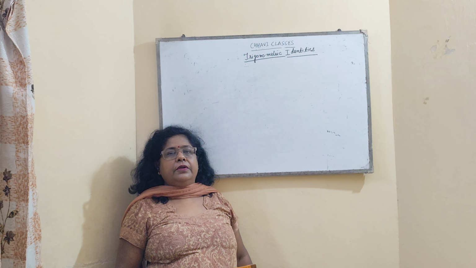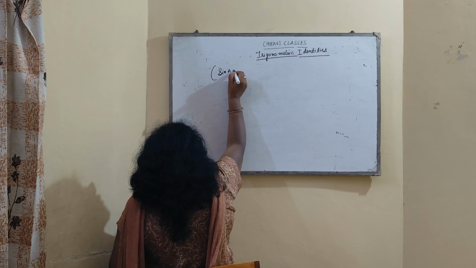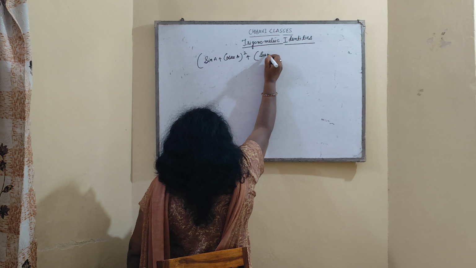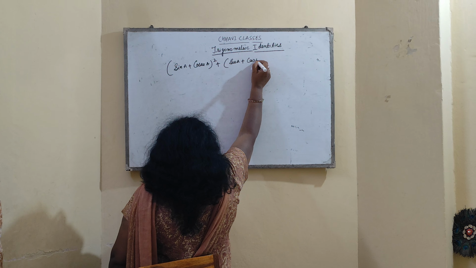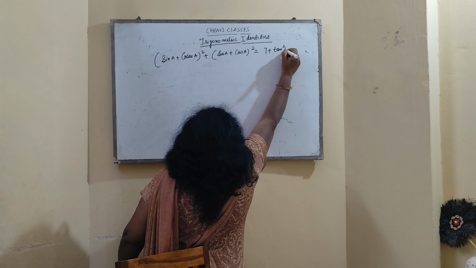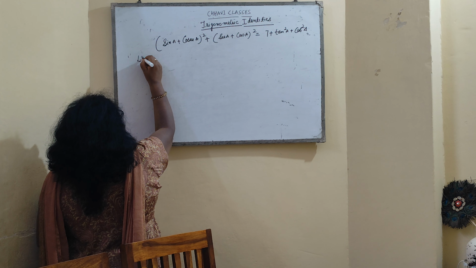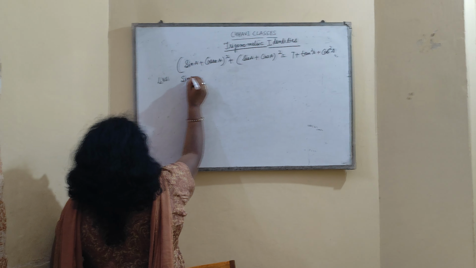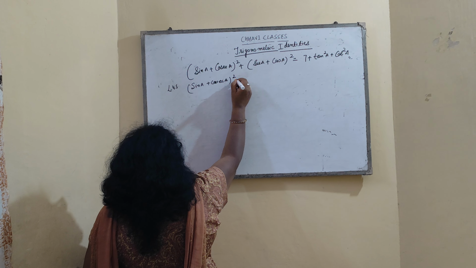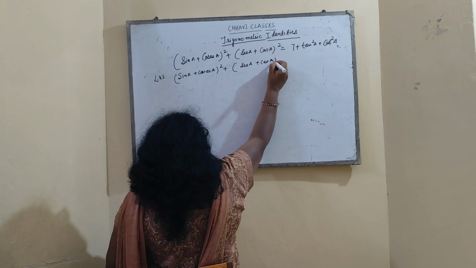Let us do some more questions on trigonometric identities. Prove that (sin A + cosec A) whole square plus (sec A + cos A) whole square is equal to 7 plus tan square A plus cot square A. Now I take the left hand side: (sin A + cosec A) whole square plus (sec A + cos A) whole square.